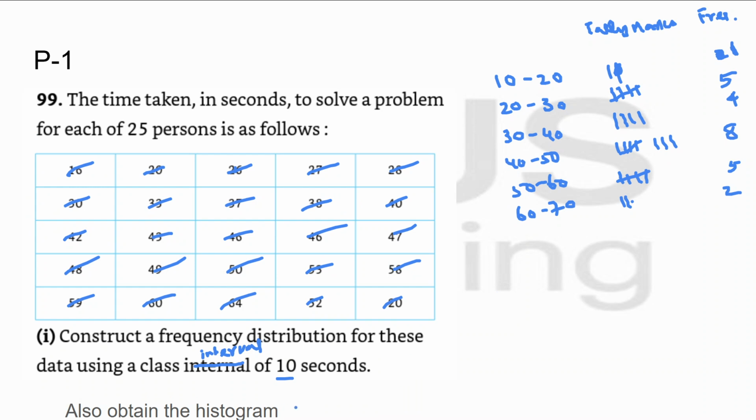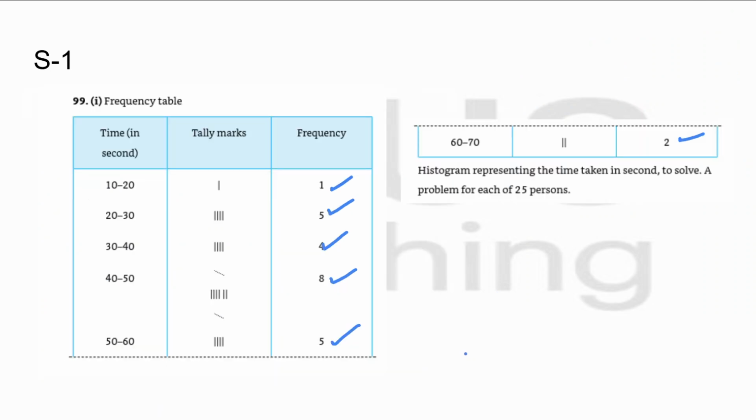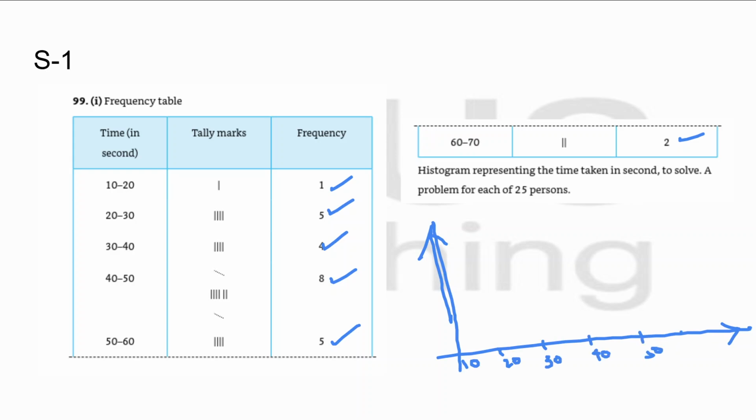Okay, also obtain the histogram. To obtain the histogram, what will you do? Time in seconds is on the x-axis. This is an exclusive system, so it's quite easy to write it down. Let us start with 10, 20, 30, 40, 50, 60 and 70. This is time in seconds. And on the y-axis is the frequency.